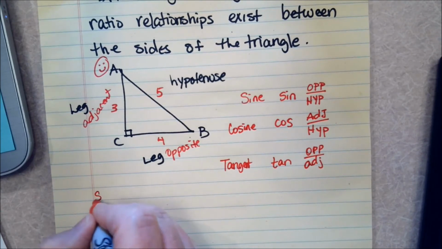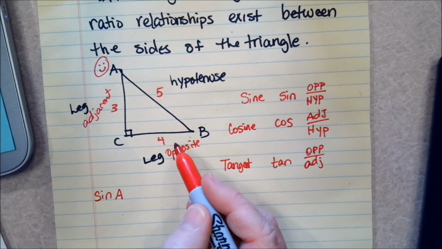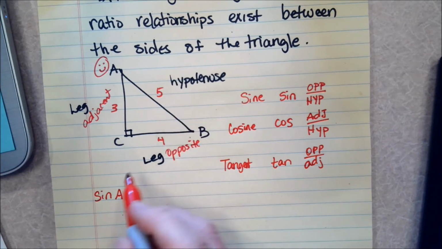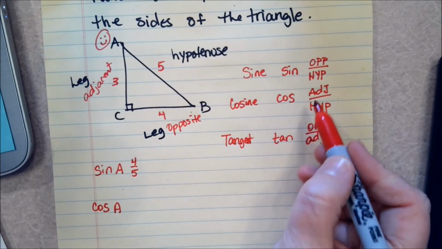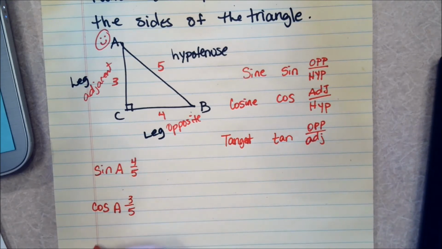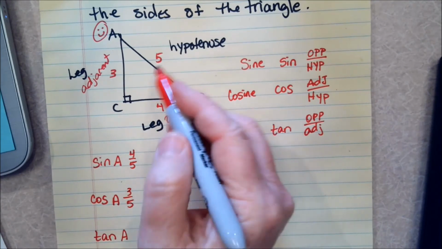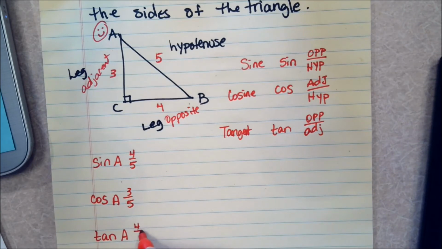So if we were finding the sine of angle A, we would look for the opposite over the hypotenuse, and it would be 4/5. If we were looking for the cosine of angle A, we would be looking for the adjacent over the hypotenuse, which would be 3/5. And if we were looking for the tangent of angle A, we would be looking at the opposite over the adjacent, which would be 4/3.